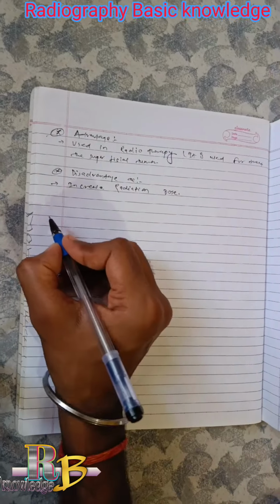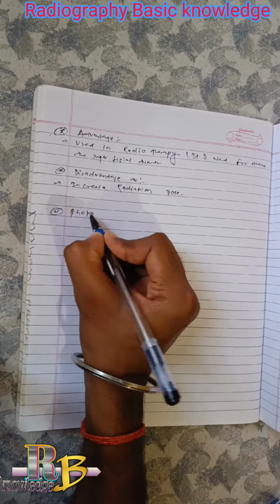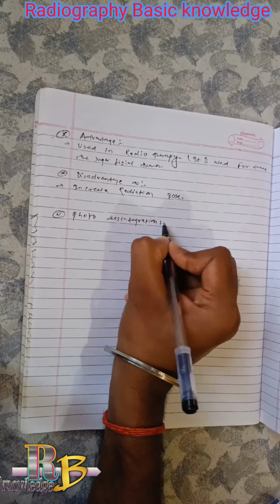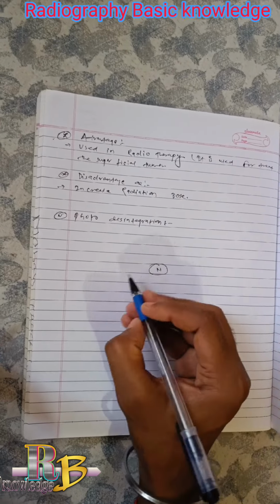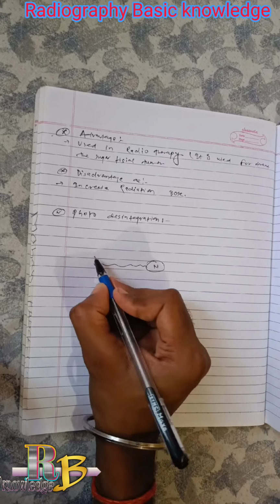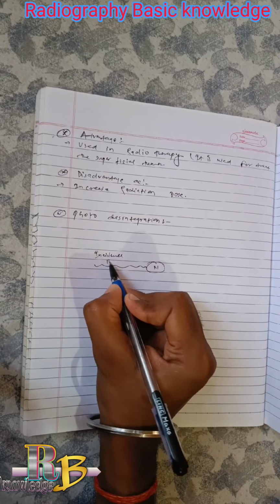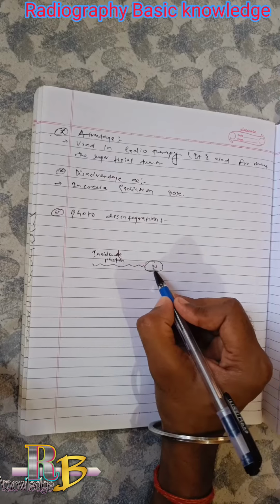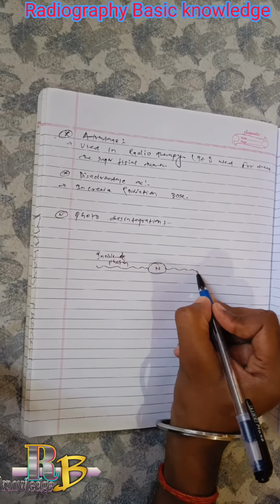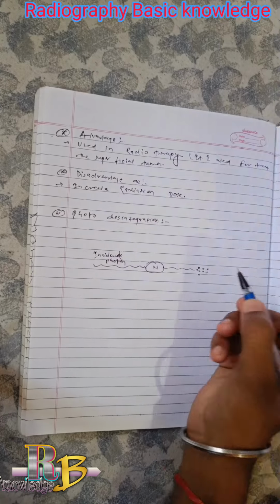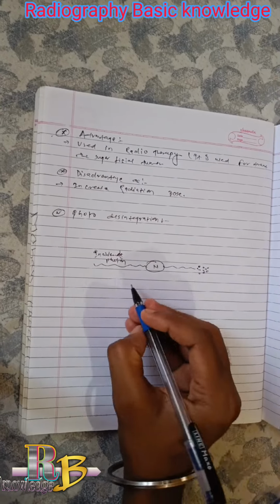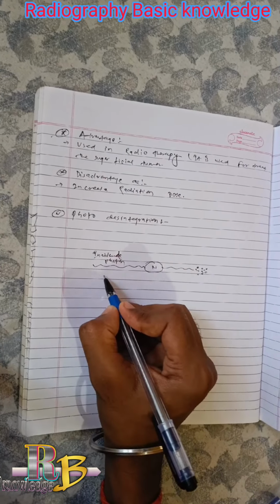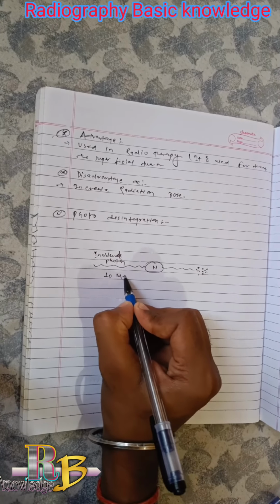The last process is photodisintegration. In this process, the energy of the incident photon is high, so it destroys the nucleus and breaks it into different parts. The energy of the photon is above 10 mega electron volt.